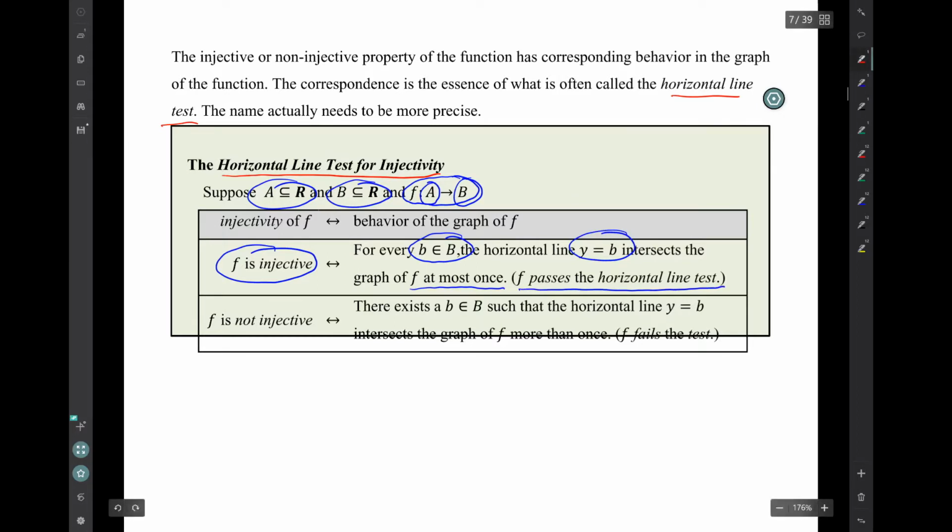If f of x is not injective, that is, if it's not one-to-one, then there exists a number little b in the set capital B such that that horizontal line y equals b intersects the graph more than once. So f of x fails the horizontal line test.